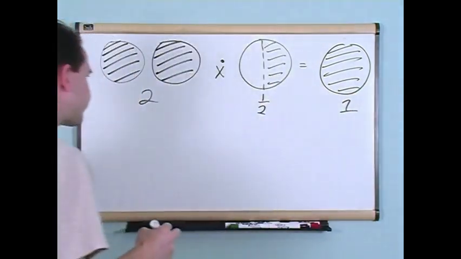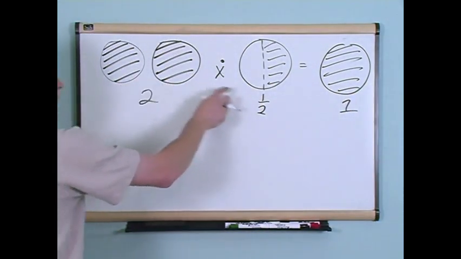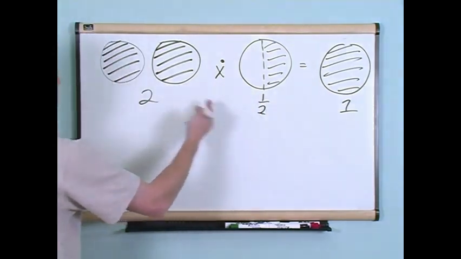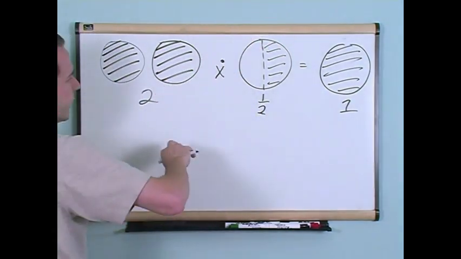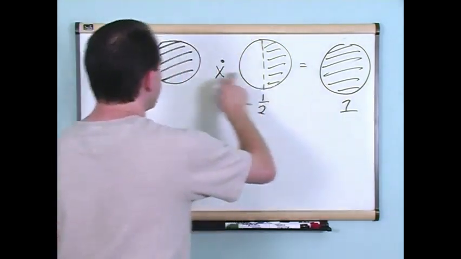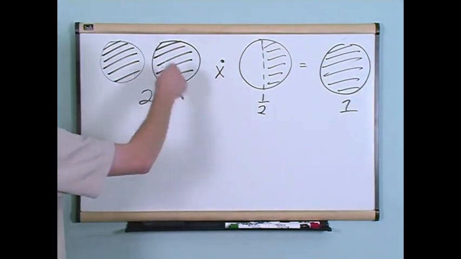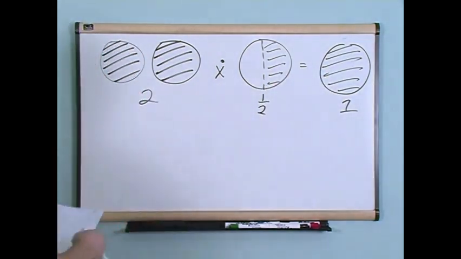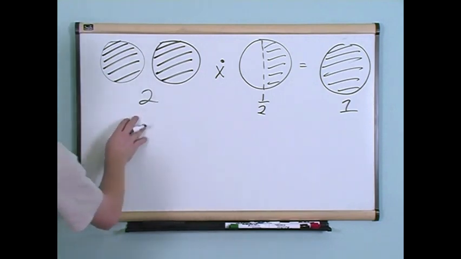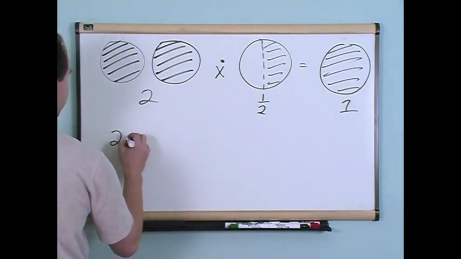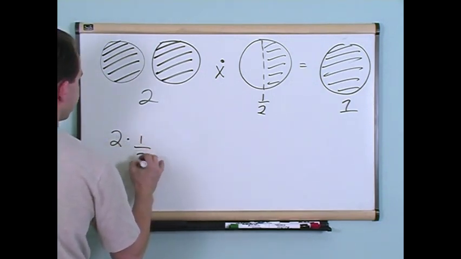1 pie. Start with 2 pies. When I multiply by 1/2, it's telling me to throw half of these pies away, okay? And what I'm left with is going to be 1, because obviously if you start with 2 and you throw half of them away, you're only going to have 1 left over. Now let's do this in terms of the math, okay? I have 2 times 1/2.